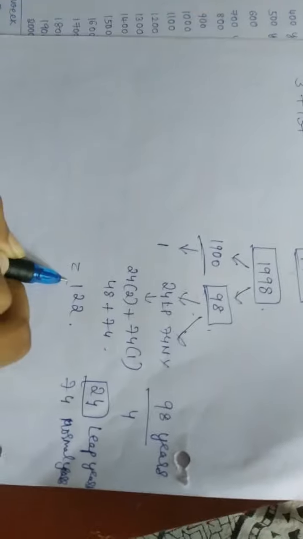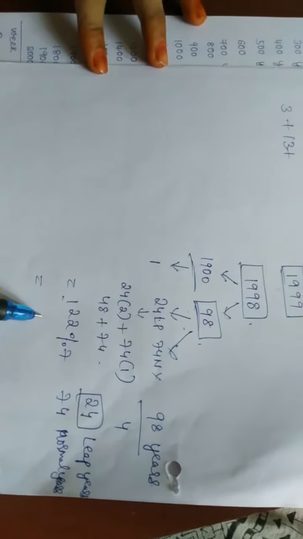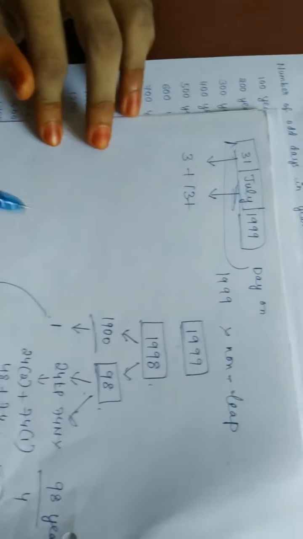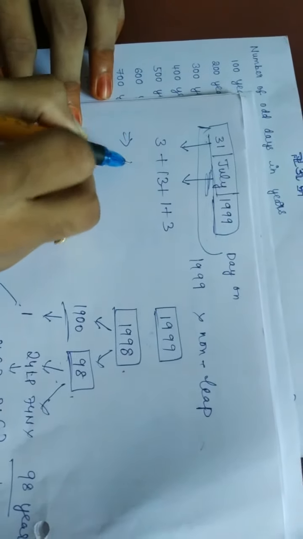And then we need only the odd days. So what should we do? Divide it by 7 and write down the remainder. That would give us 3. So write down this yearly odd days that we got here. So that would be 1 plus 3. So summing up would give us 20.